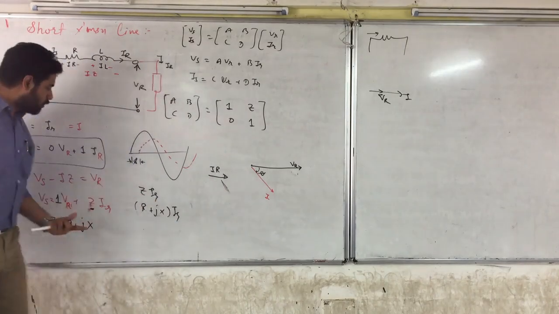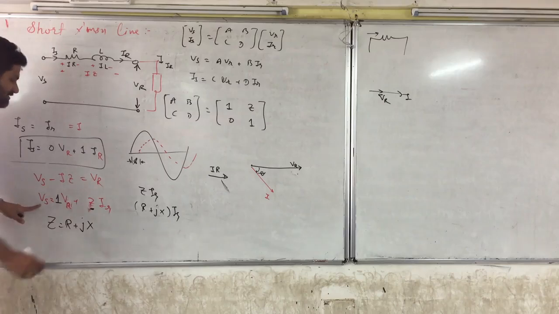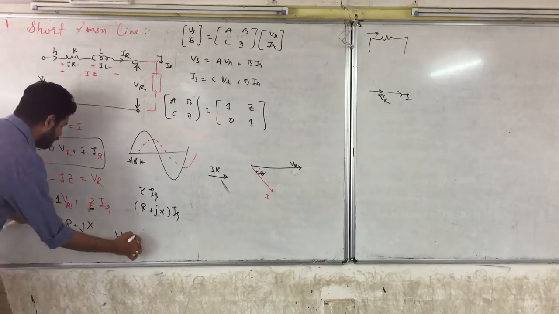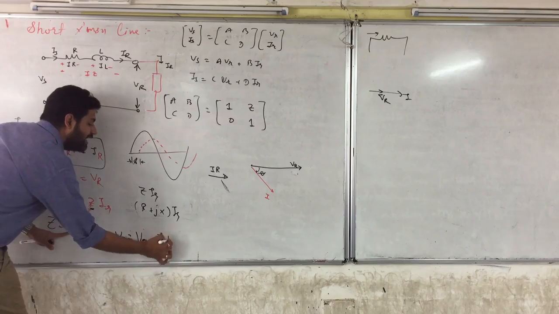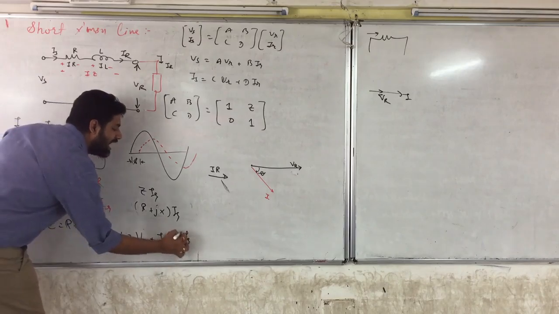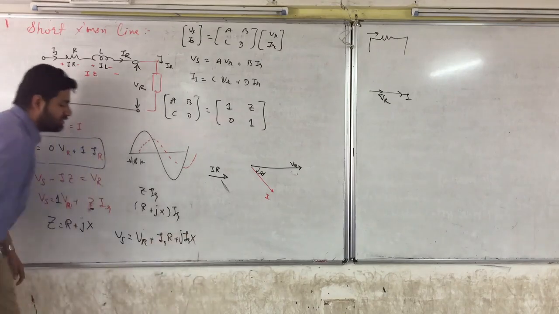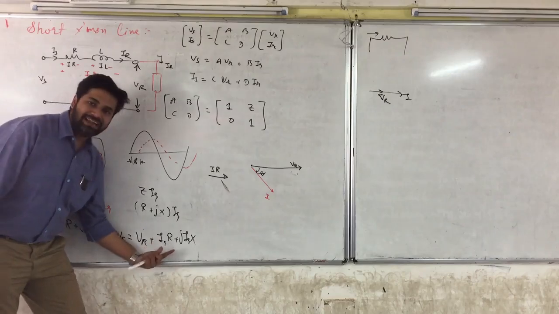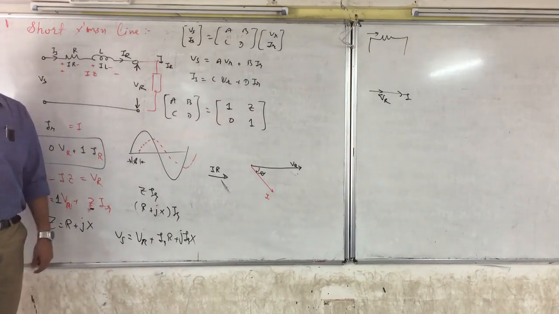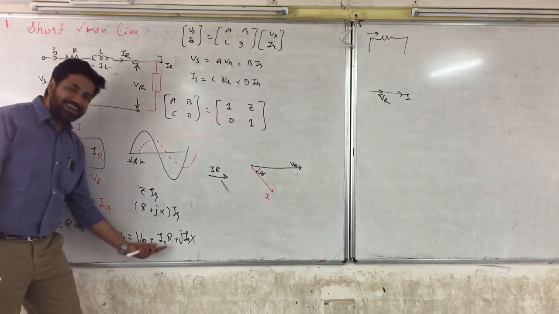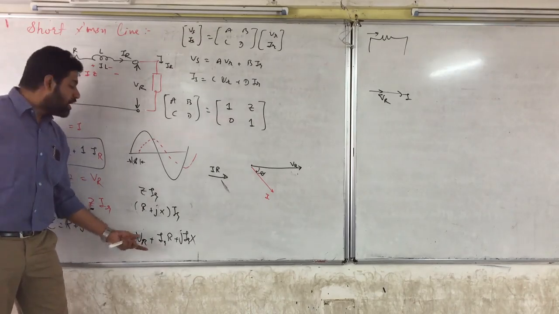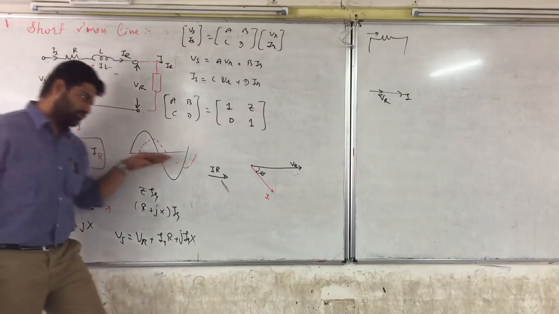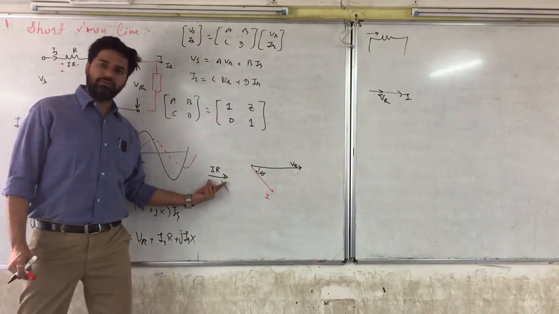So what am I supposed to do? We see VS is equal to VR plus IR into R plus j IR into X. So to VR I have to add this drop. Do you understand? What I have to do is add this drop to VR. Fine. Okay. So we can say VR is this, IR is this much.